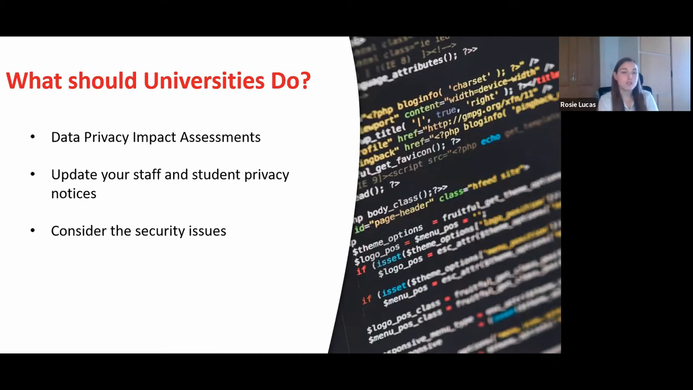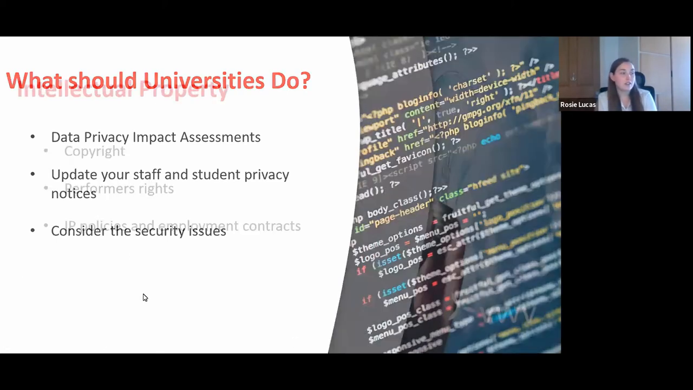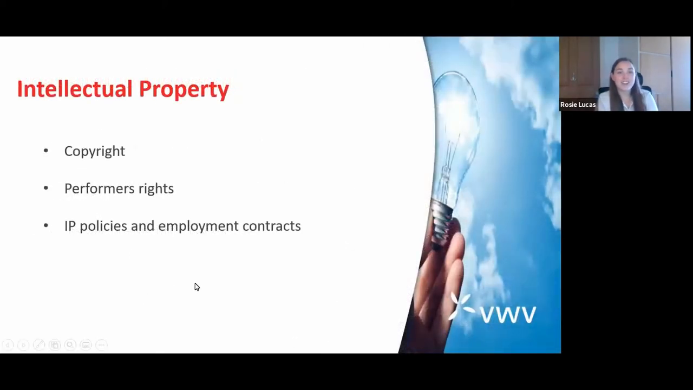Then moving on to have a look at intellectual property. So there are a number of intellectual property issues that you'll need to consider. We'll have a look at copyright and performers' rights.